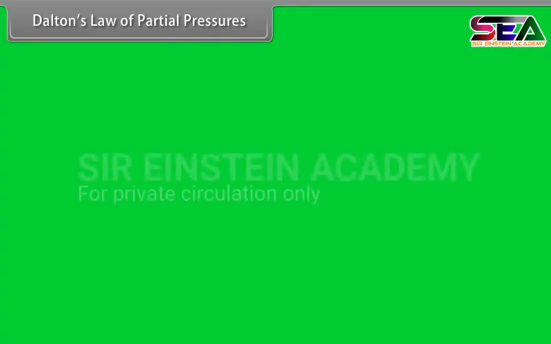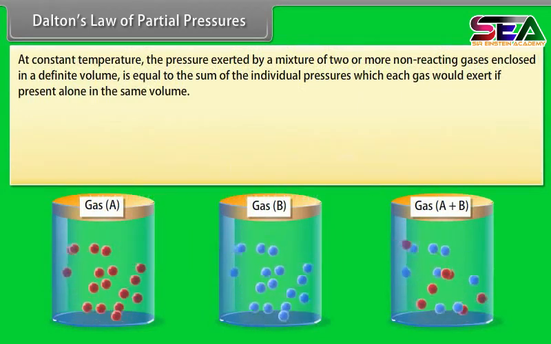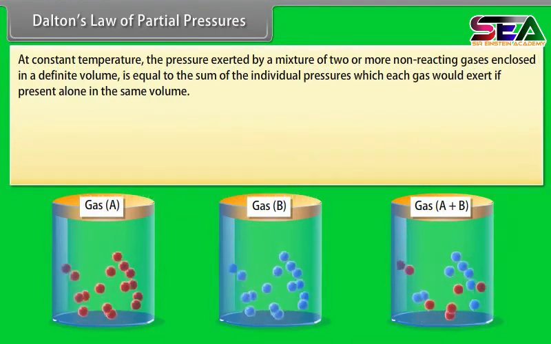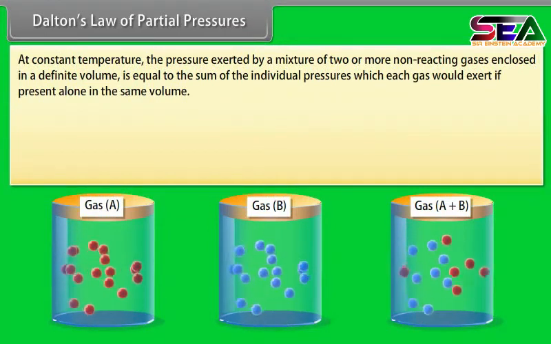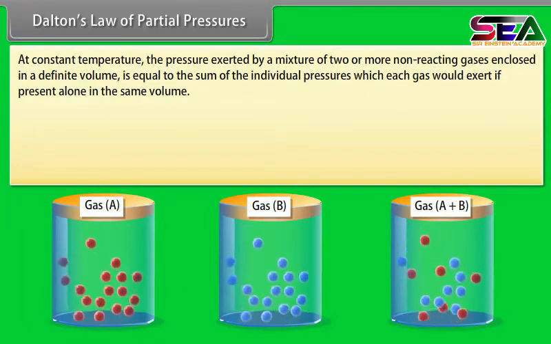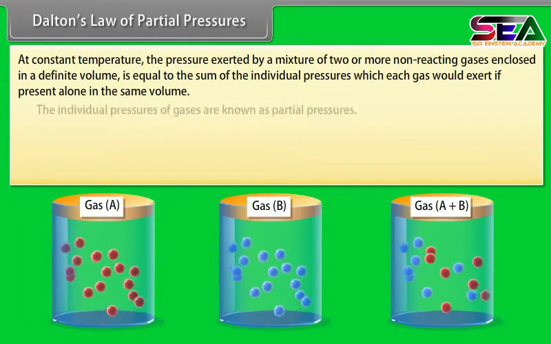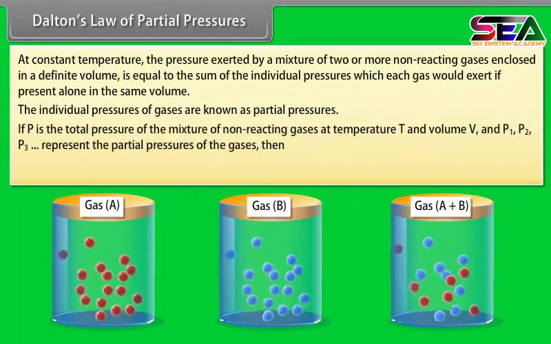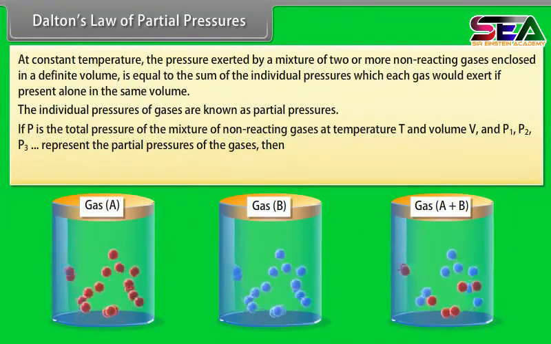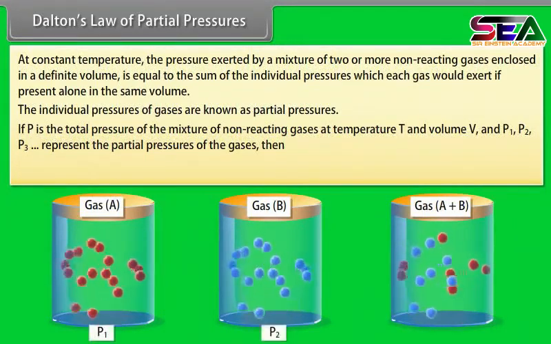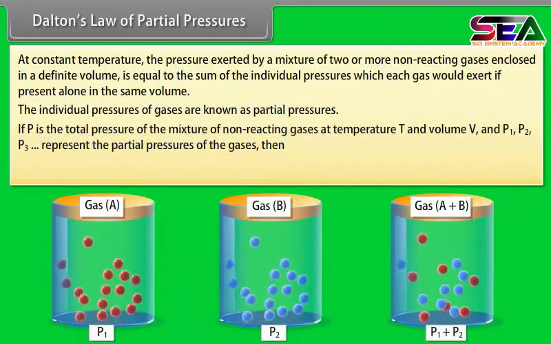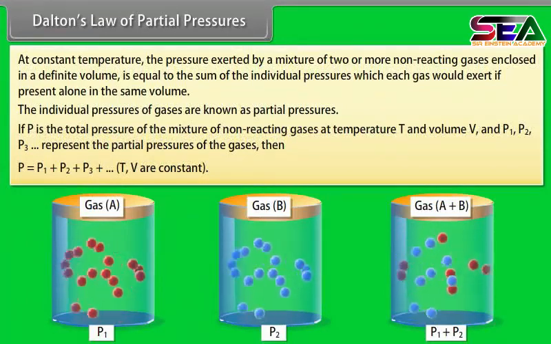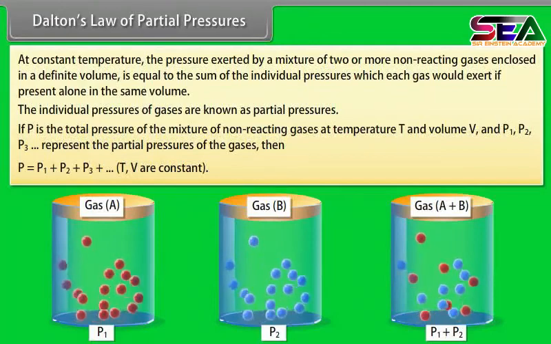Dalton's law of partial pressures. At constant temperature, the pressure exerted by the mixture of two or more non-reacting gases enclosed in a definite volume is equal to the sum of the individual pressures which each gas would exert if present alone in the same volume. The individual pressures of gases are known as partial pressures. If P is the total pressure of the mixture of non-reacting gases at temperature T and volume V, and P1, P2, P3 represent the partial pressures of the gases, then P is equal to P1 plus P2 plus P3 and so on, where T and V are constants.